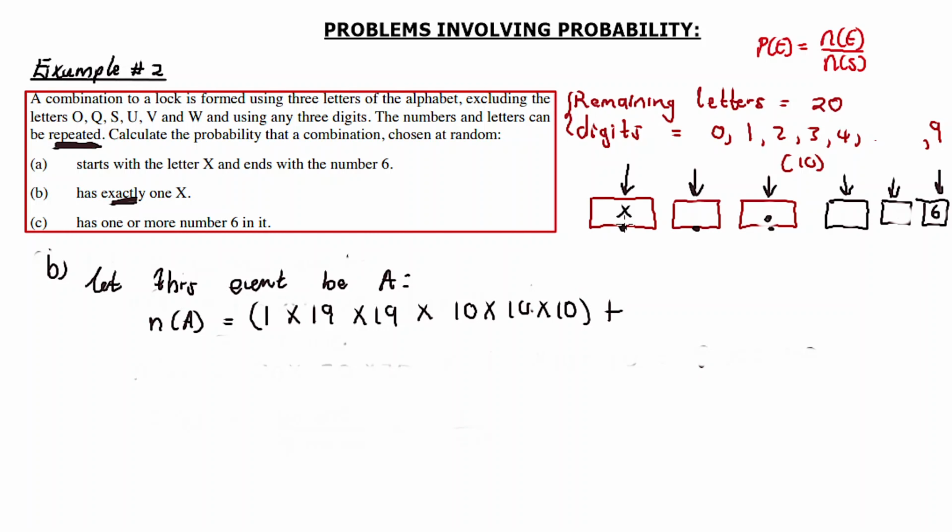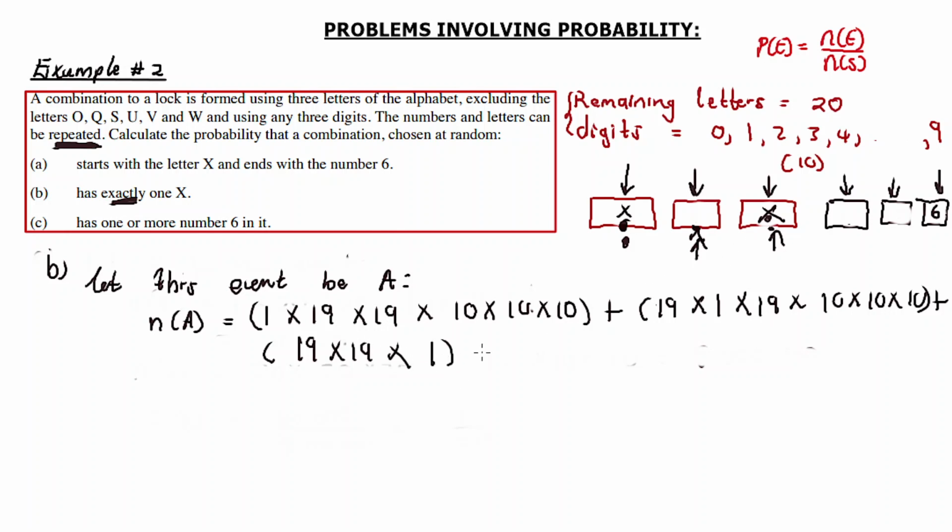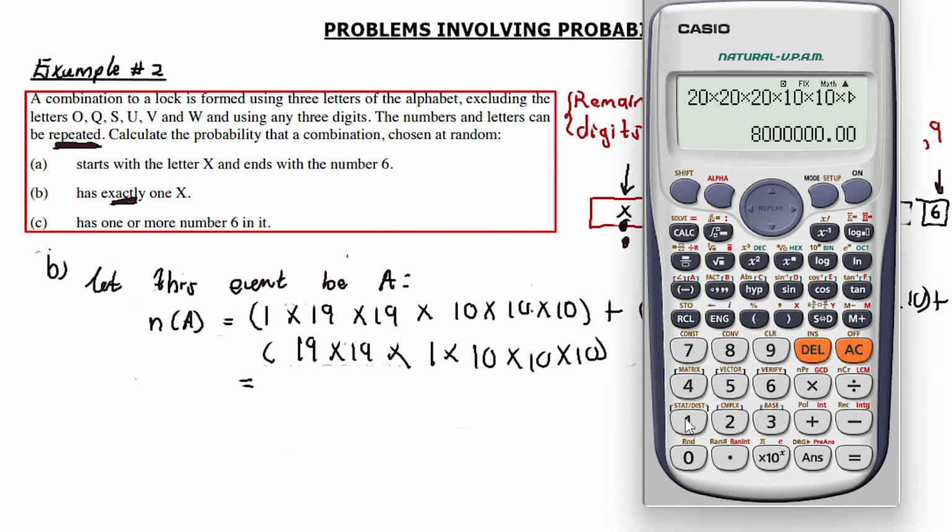We come back again because X can go in any of the letter positions. So if X goes in the other position, it's going to be 19 choices here, and here I only have one choice, which is X. On the other side there will be 19. Times 10, 10, 10. Plus, open bracket, if X goes in the other position, here I will have 19, 19 choices. 19, 19 times 1. Plus, times 10 times 10 times 10. So, therefore, the answer here is 19 times 19 times 10 times 10 times 10.